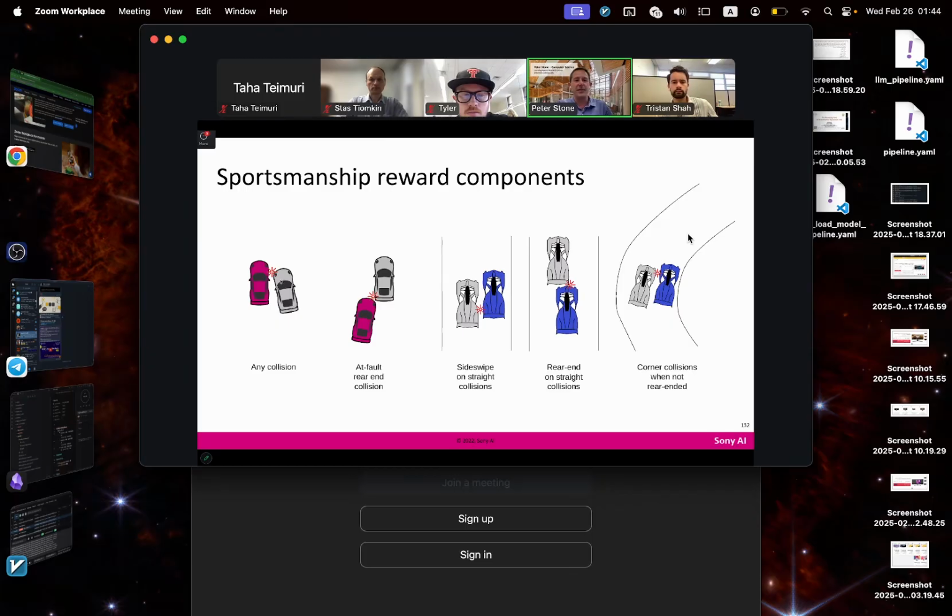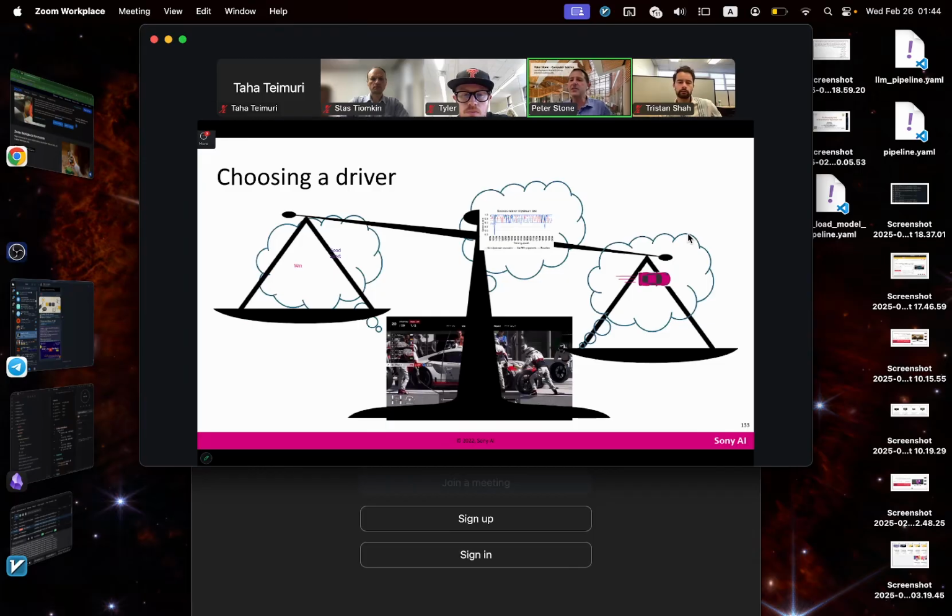If it's a collision from the side, it might not be your fault. So we gave more penalties for the ones where you're at fault, the ones you would probably be penalized for, and small penalties for any collision. But this was a sort of reward engineering exercise to try to get the weights just right. And then there's a final aspect, which was actually more interesting than we thought: choosing the driver.